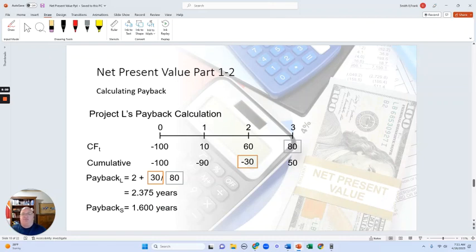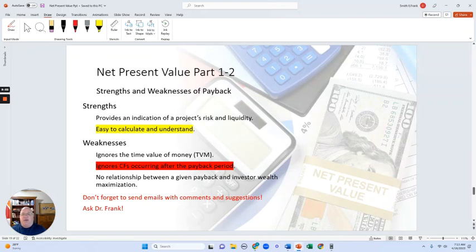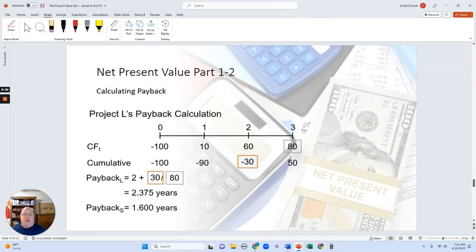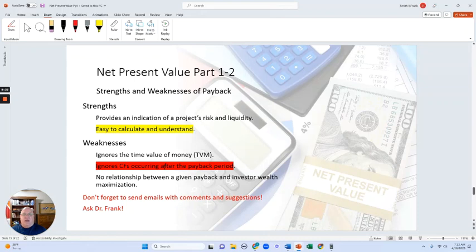which is why it turned out to be a better project. Anyway, strengths and weaknesses: payback provides an indication of a project's risk and how soon you get your money back. It's easy to calculate. The problem is it ignores the cost of your money, and most importantly, ignores cash flows occurring after the payback period. In other words, if we had nothing in year 4 for the short-term project, but we had, let's say, $1 billion in year 4, it would still say the first one was the superior project. So the fact that it doesn't include cash flows after that is a problem.